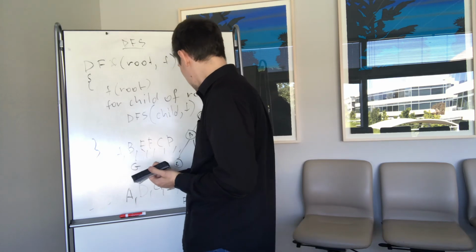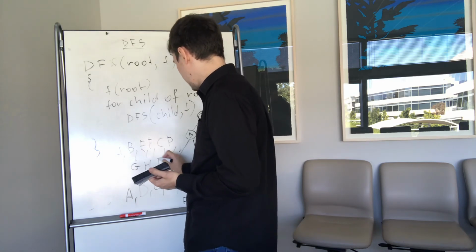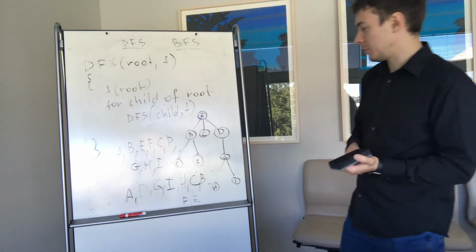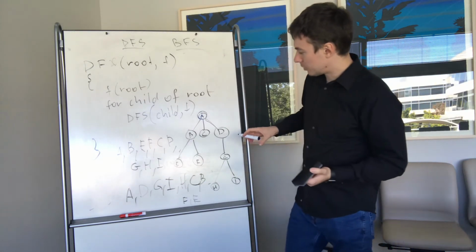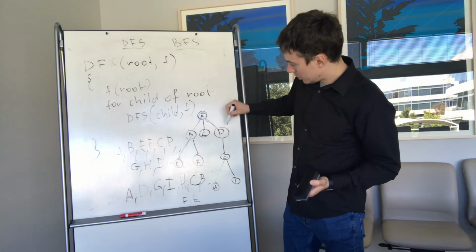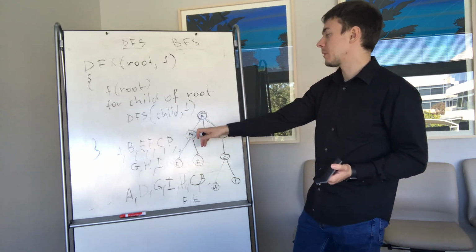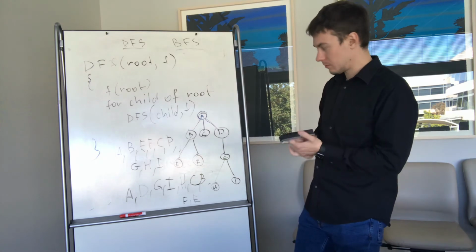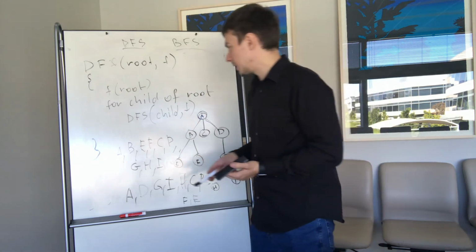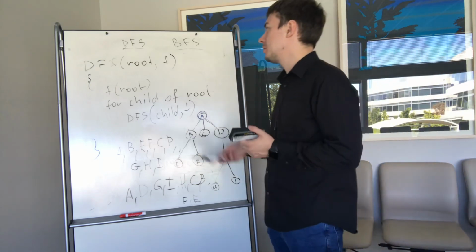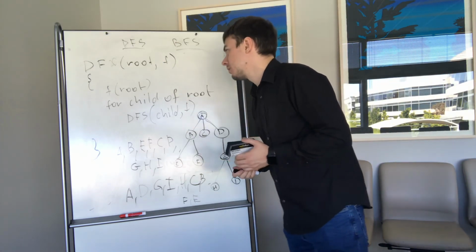G, H, I. The order is not the same. Why? Because in the previous implementation we moved from here to here, from right to left. In this implementation we're moving from left to right. But still these two implementations are implementations of depth first search.